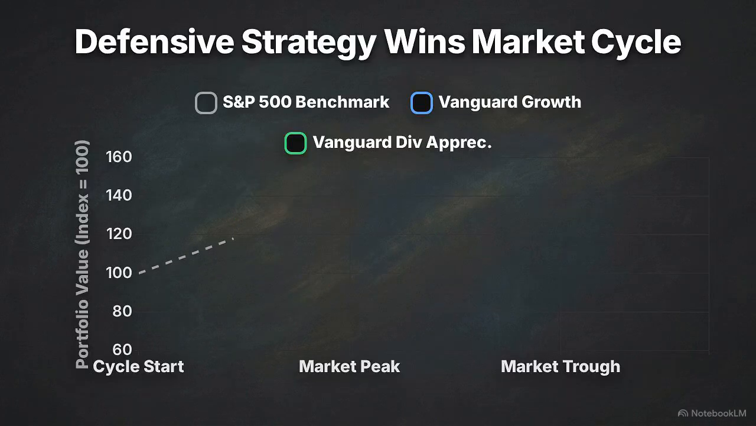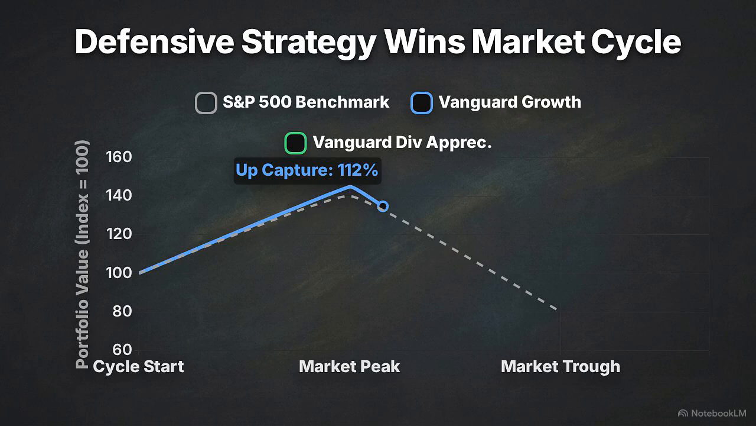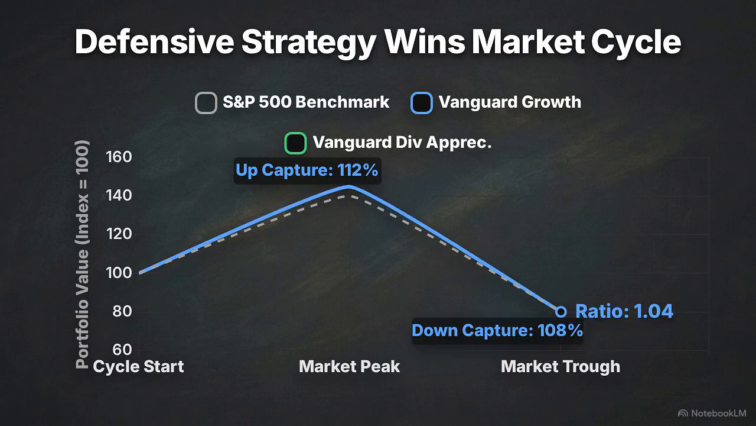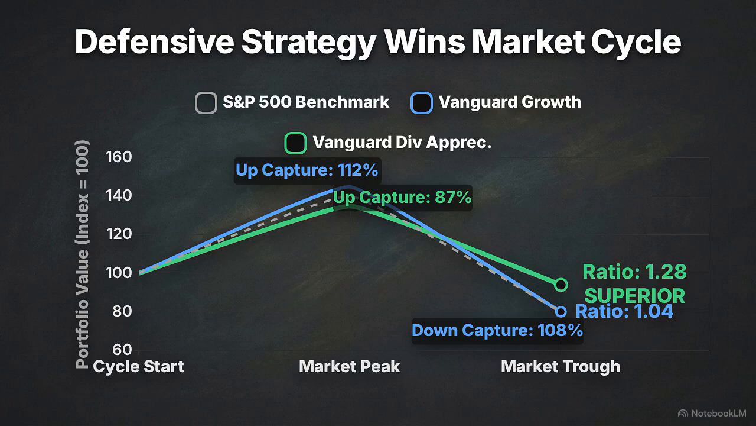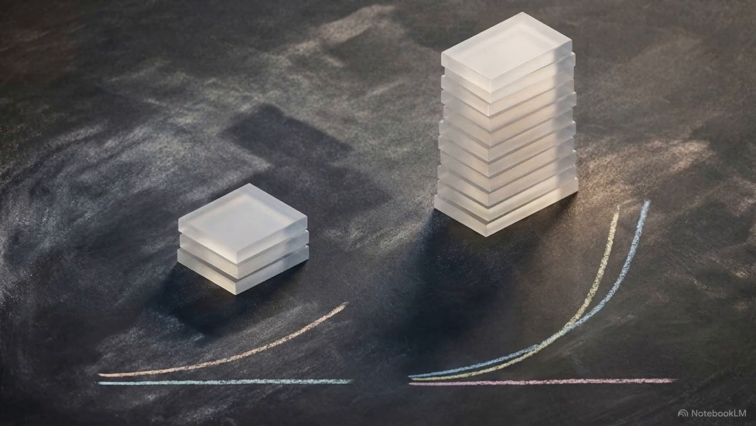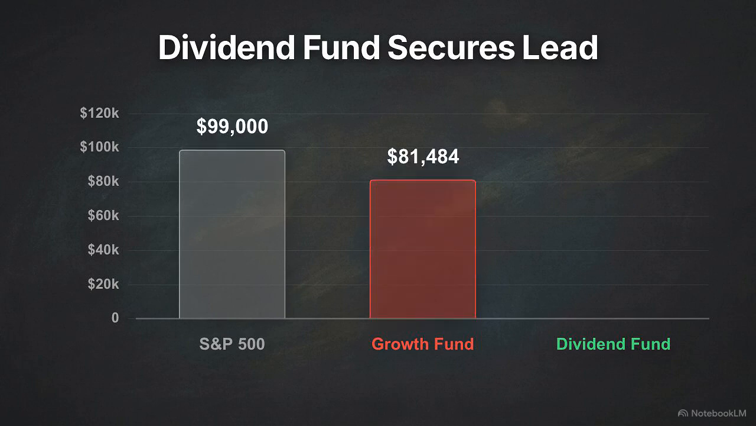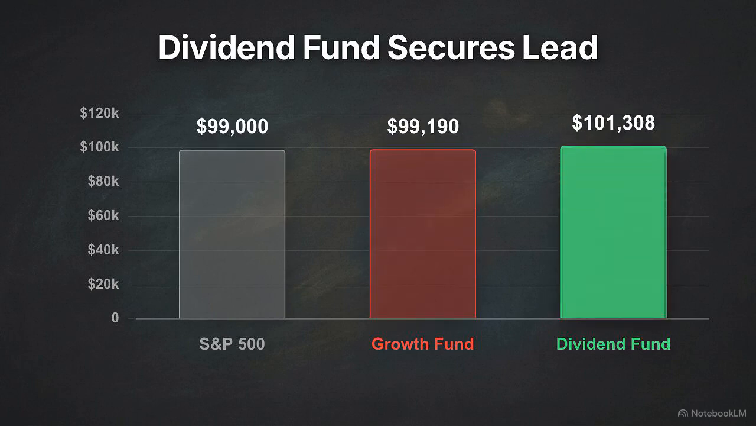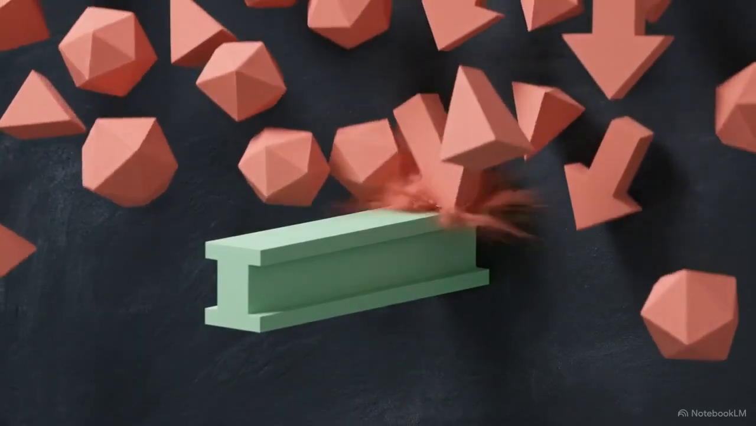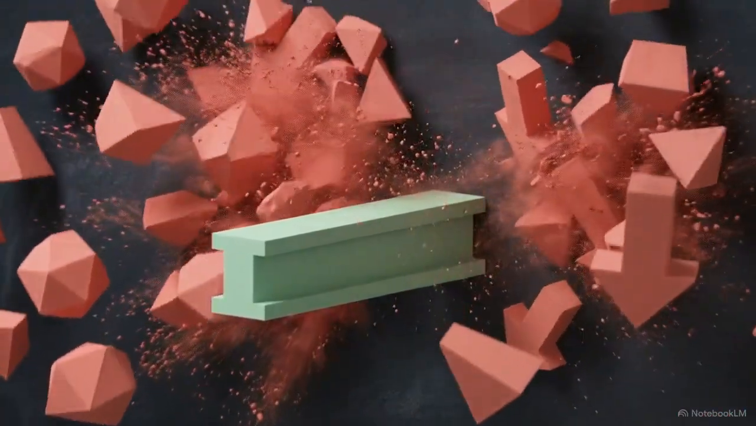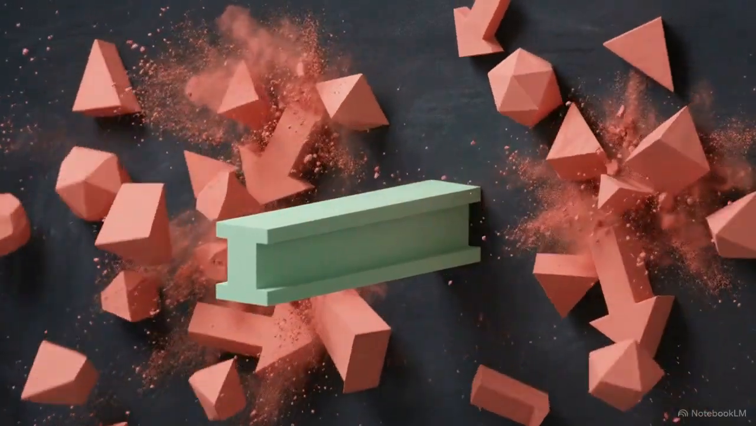This graph charts Vanguard growth against Vanguard dividend appreciation. Growth captures 112% of the upside, but absorbs 108% of the downside, yielding a 1.04 ratio. Dividend appreciation captures 87% upside, but limits downside to 68%, achieving a superior 1.28 ratio. On a $100,000 investment, this discrepancy has a severe dollar impact. The dividend fund ends the cycle significantly ahead of both the S&P 500 benchmark and the growth fund. Superior downside protection geometrically compounds into massive long-term wealth preservation, even when the asset severely lags in upside participation.